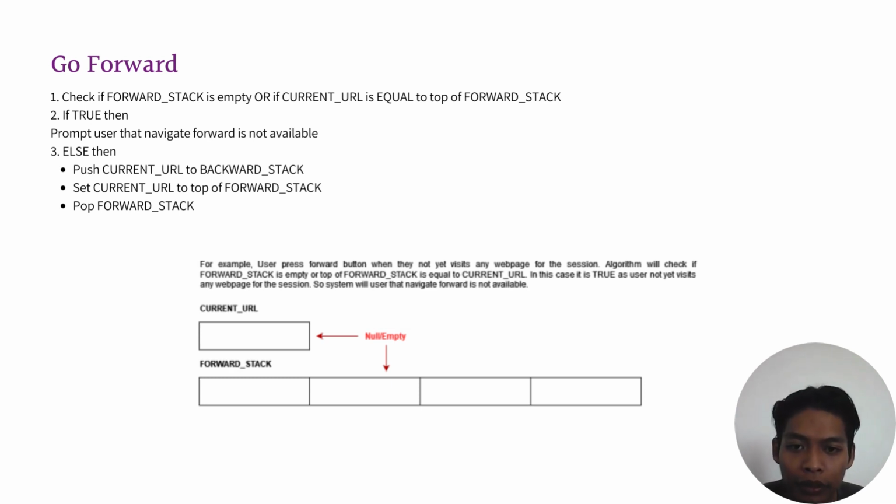Okay, for the example, the user presses the forward button when they have not yet visited any web page on the web browser. Then the algorithm will check if the forward stack is empty or the top of the forward stack is equal to the current URL. For this case, it is true that the user has not yet visited any web page for the session, so the system will say navigate forward is not available. As you can see, the current URL and the forward stack are empty.